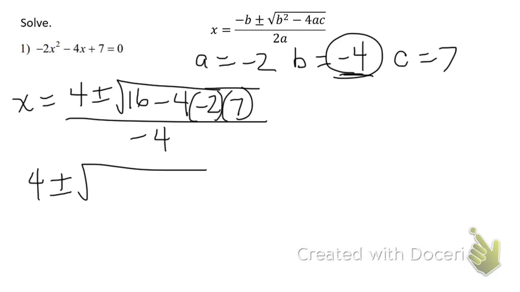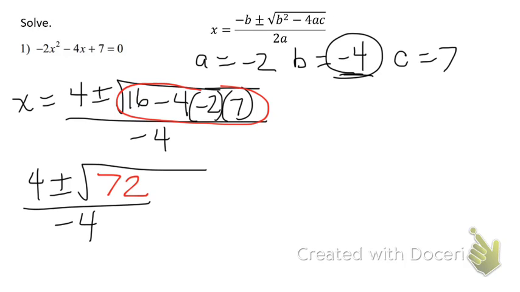Put all of this into your calculator all at one time. 16 minus 4 times -2 times 7. You can do that all at once. 16 minus 4 times -2 and times 7 all at once. And I get a big fat 72. And then all over -4.